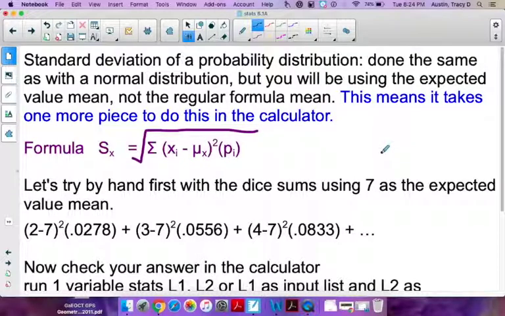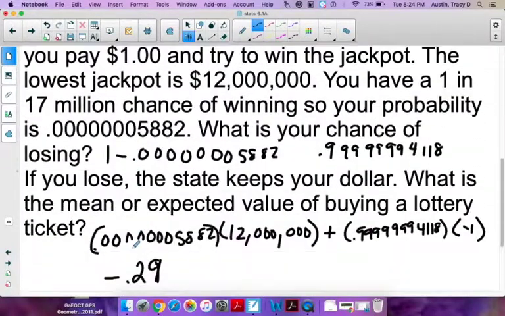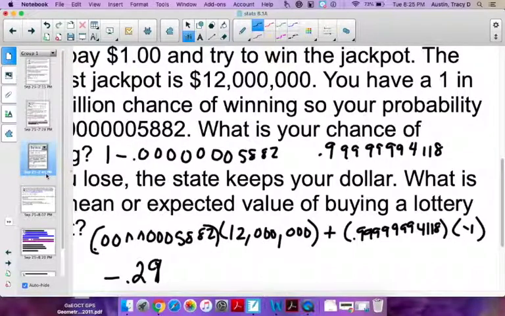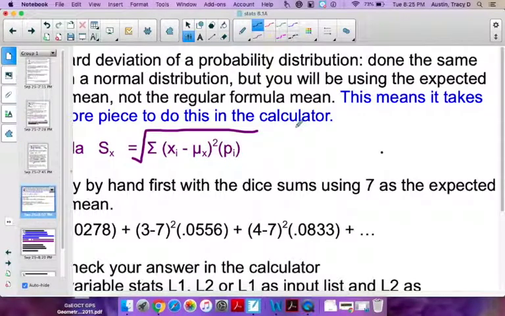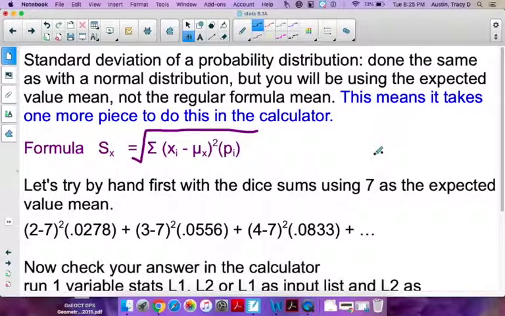You could put those four numbers into L1 and L2, your outcomes being 12 million and -1, and your probabilities being these two, and put it in the calculator and run one variable stats on it, and not only will it tell you the mean is -0.29, but it'll also tell you the standard deviation. Okay? And the formula, again, is on your formula sheet, and I don't want anybody freaking out when they see it as far as what it means.